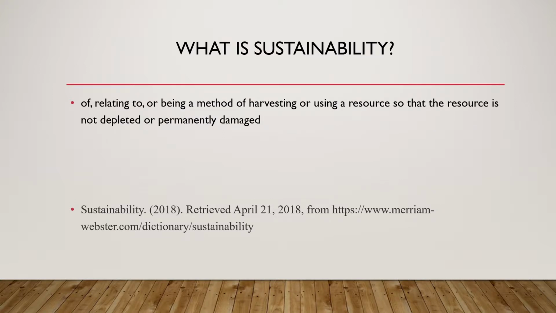So what is sustainability? It is defined as of, related to, or being a method of harvesting or using a resource so that the resource is not depleted or permanently damaged. So to have a sustainable environment, we need to not deplete or permanently damage the resources that we have access to. Now that includes food, water, fuels, energy, all of these things.